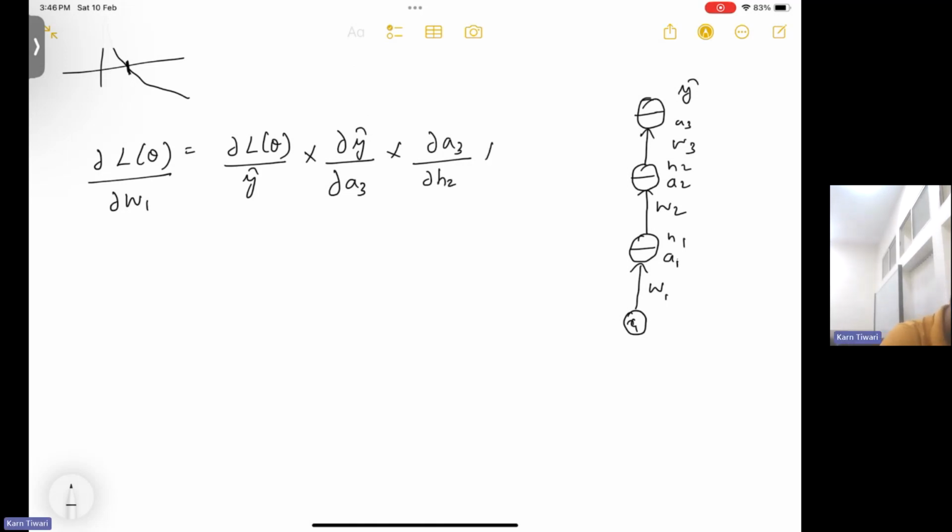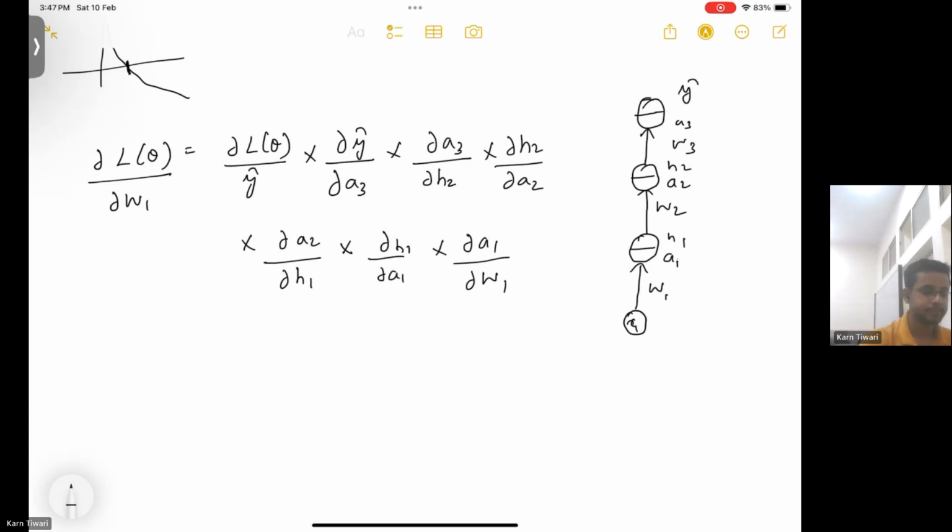Okay, then ∂H2 with respect to ∂A2, multiplied by ∂A2 with respect to ∂H1, because A2 is a function of H1. Then ∂H1 with respect to ∂A1. And finally ∂A1 with respect to ∂W1. Okay, so this is how we will be proceeding.